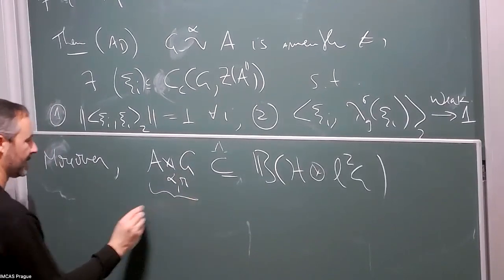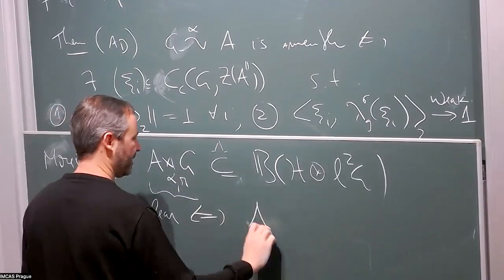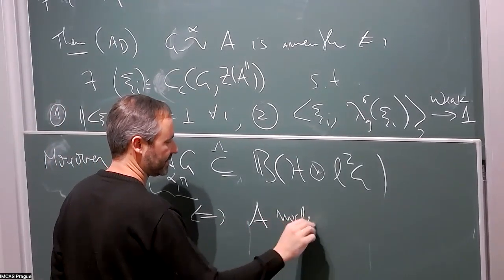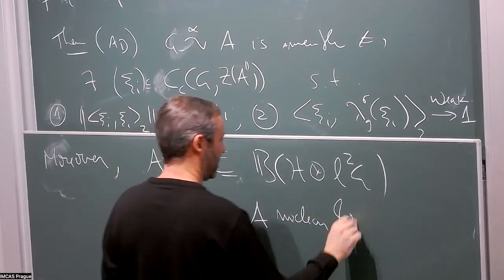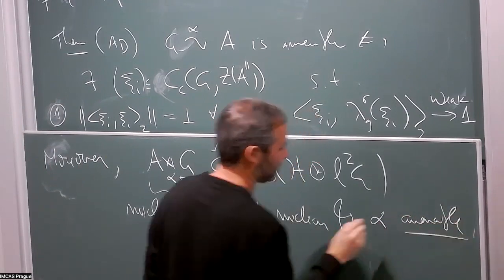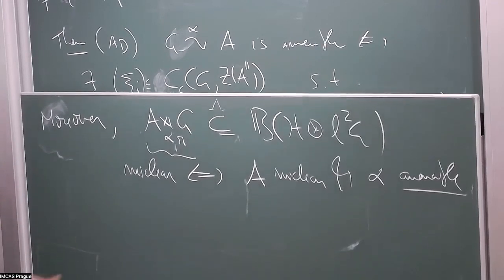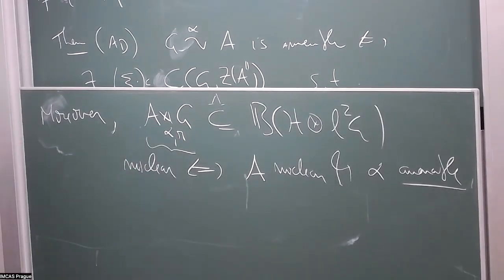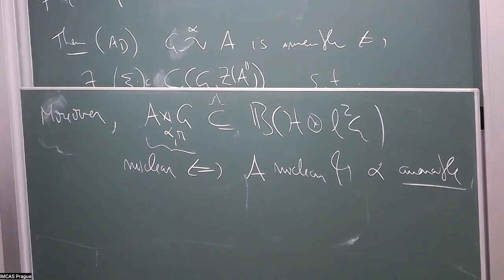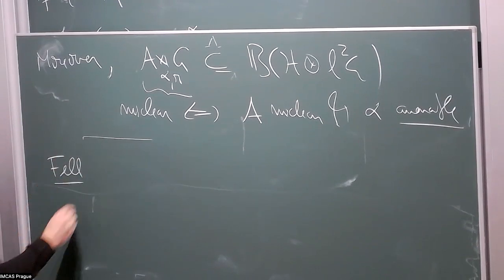This here is nuclear if and only if the algebra is nuclear and the action is amenable. So this exactly captures nuclearity of the sister algebra that we would like to attach if we start with an action. Okay, so now maybe let's move then to cell bundles.